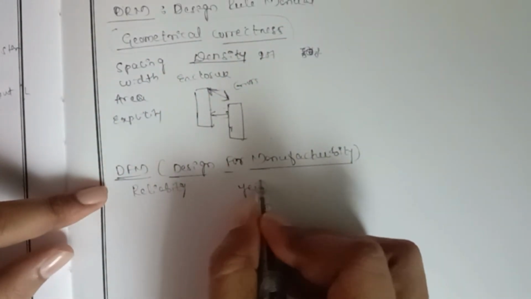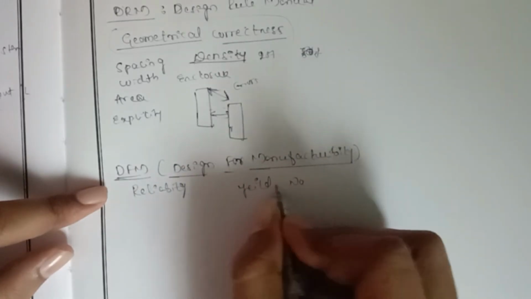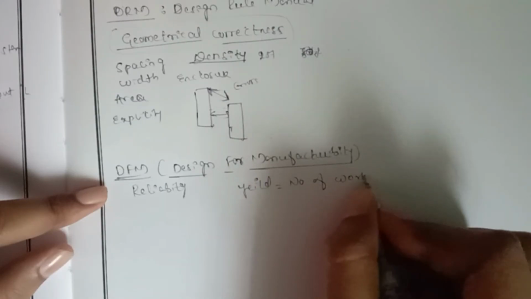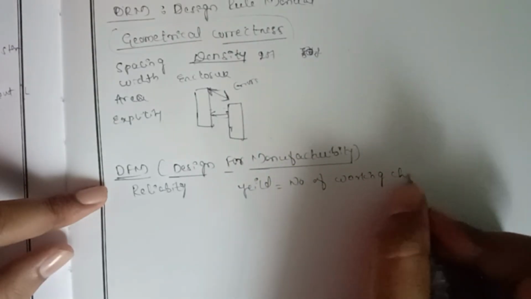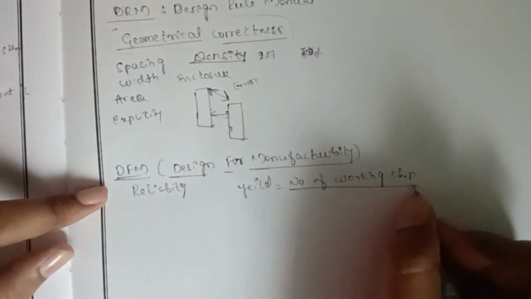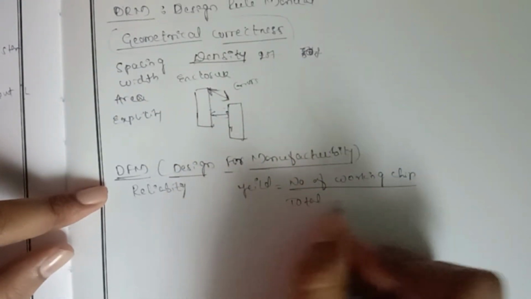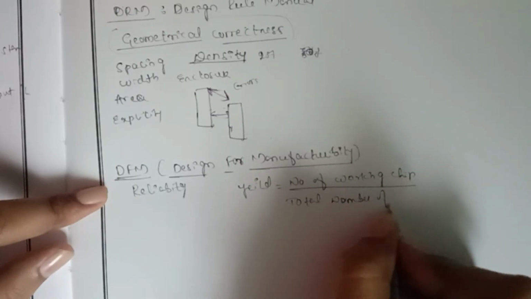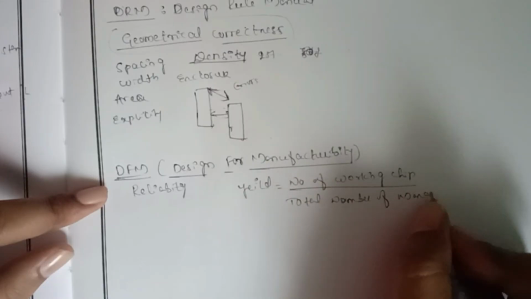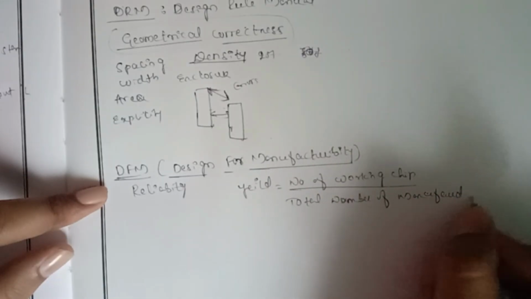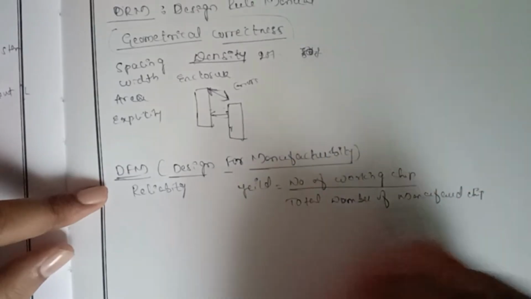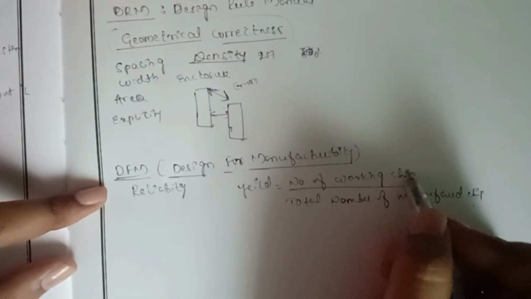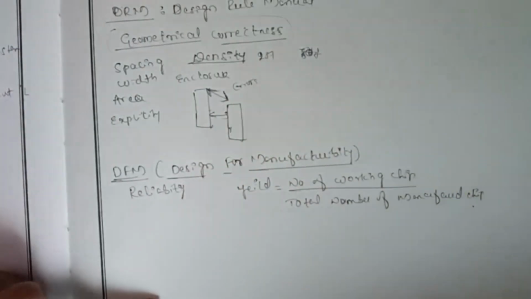Yield means the number of working chips divided by the total number of manufactured chips. Out of this total number of manufactured chips, how many working chips are there? So this we call a yield.